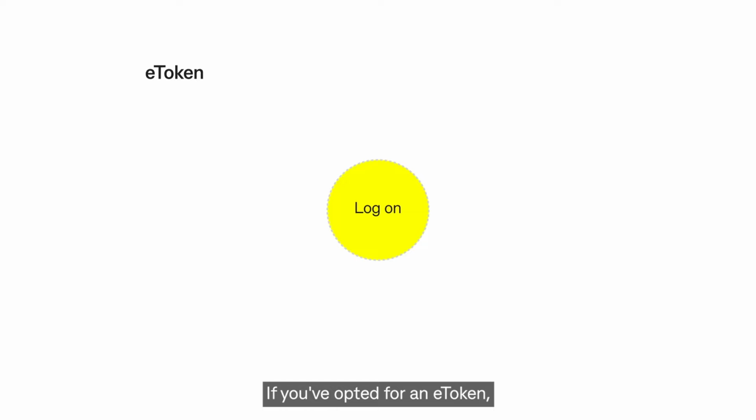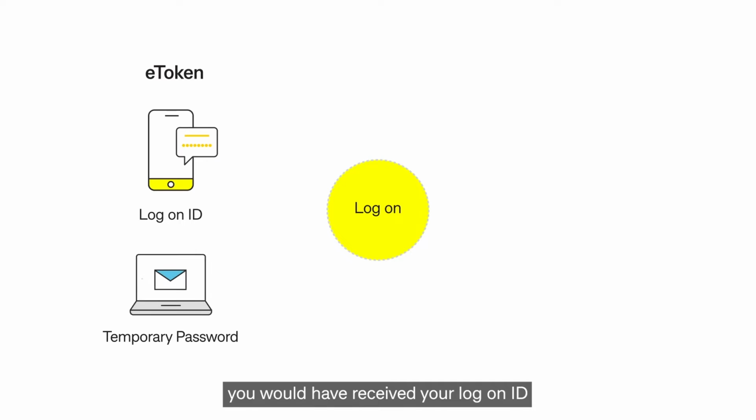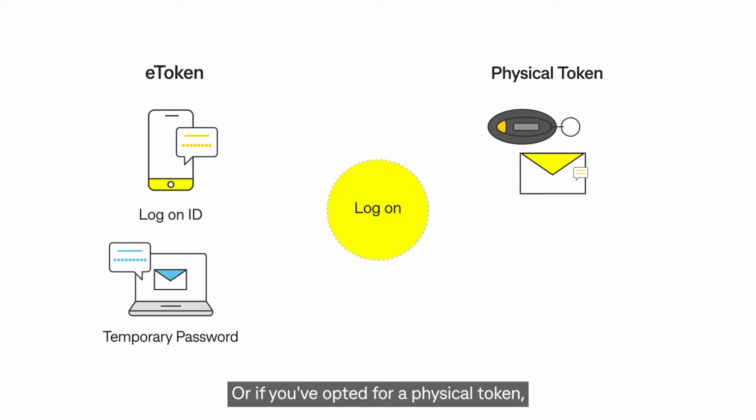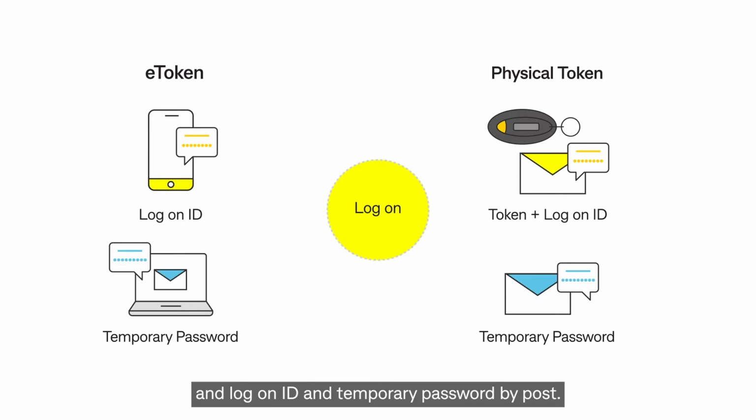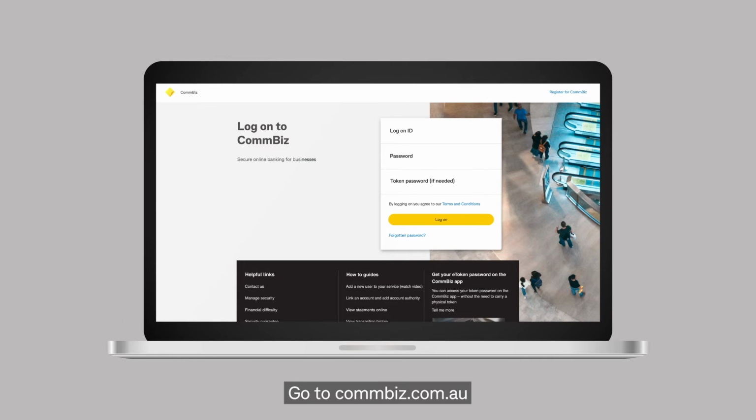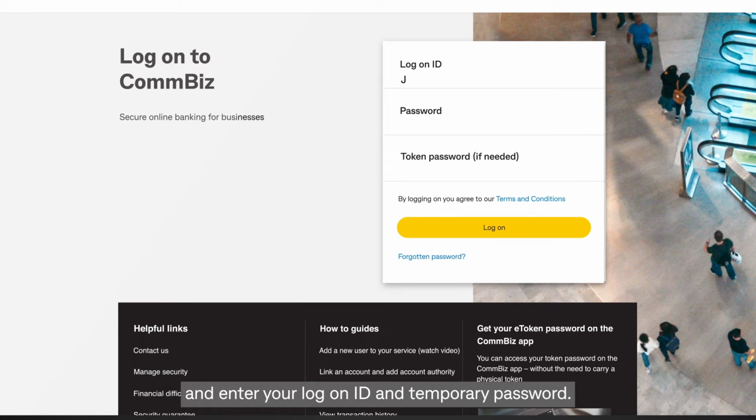If you've opted for an e-token, a convenient digital alternative to a physical token device, you would have received your logon ID via SMS and temporary password via email. Or, if you've opted for a physical token, you would have received your token and logon ID and temporary password by post. Go to commbiz.com.au and enter your logon ID and temporary password.